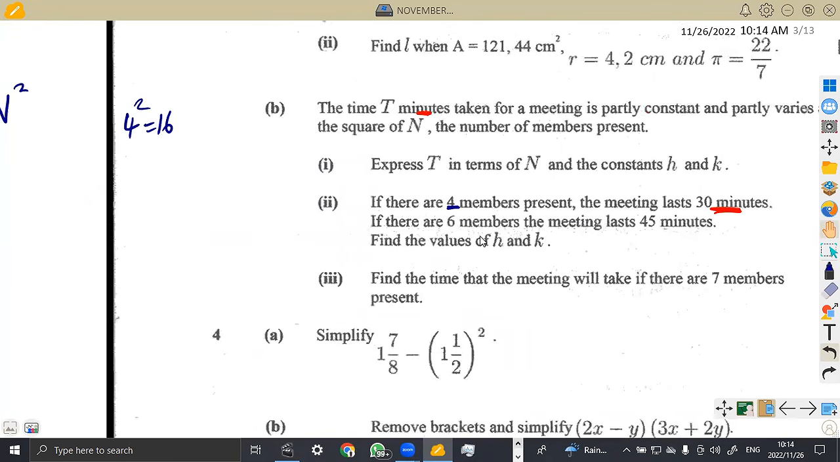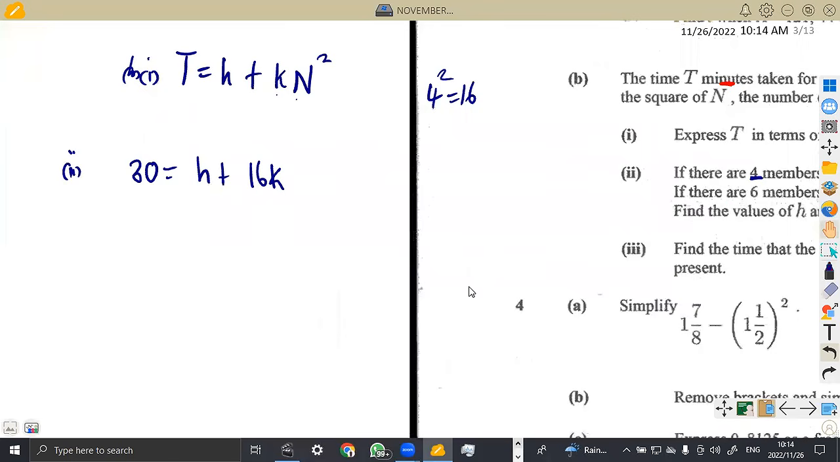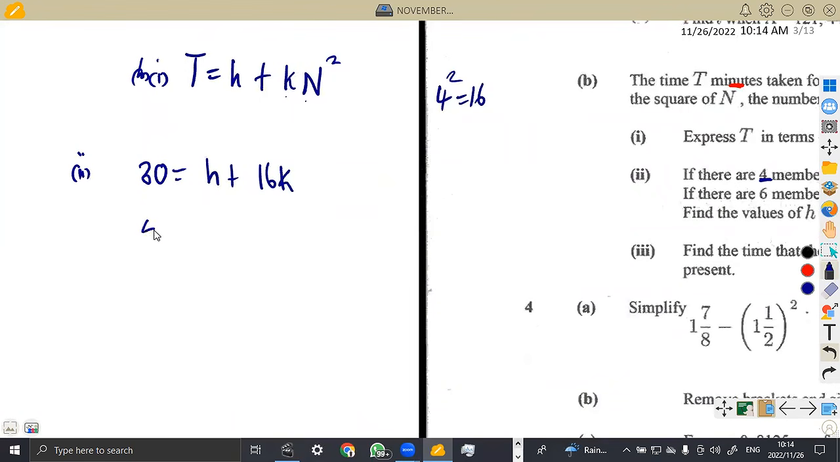Okay, we move on to the other part. If there are 6 members, the meeting is going to last, or it is going to take 45 minutes. So that means 45 is equivalent to h plus 6 squared k. We've got 6 members, so 6 squared, that is 36. So we're going to have 36k. So we can solve for h and k.